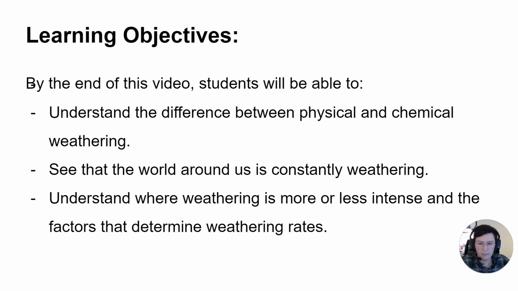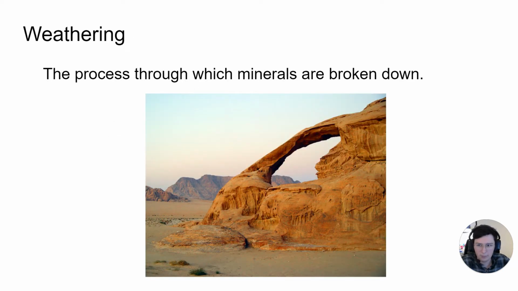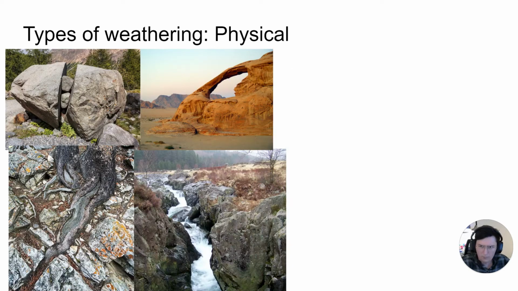So I know I hinted at it, we hit on it a little bit in the solubility lecture, but what is weathering? Weathering is just the process through which minerals are broken down. So here is an arch in Jordan that has been eroded by wind, and erosion is just one type of weathering. So there's two main types of weathering. We have physical and chemical weathering.